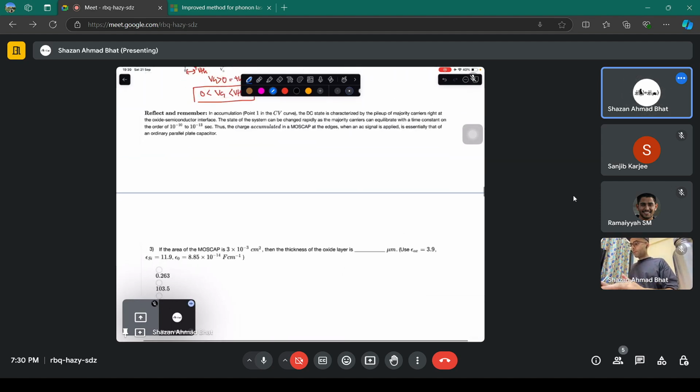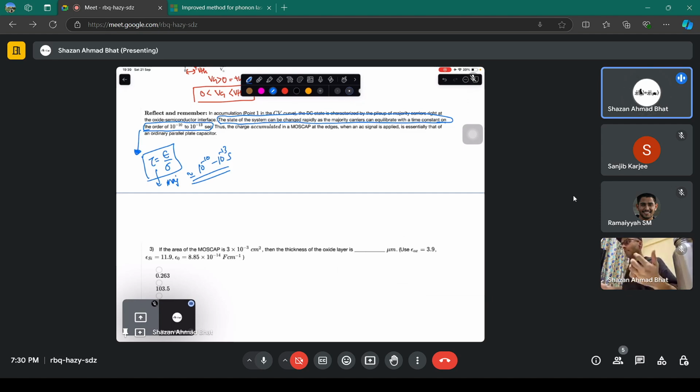So this is what he has also said: a time constant of the order of 10 to the power minus 10 to 10 to the power minus 13 for the majority carriers at high frequency. This is what is called the dielectric Maxwell relaxation time, which is epsilon divided by sigma. And for the majority carriers, it is of the order of 10 to the power minus 10 to 10 to the power minus 13 seconds.